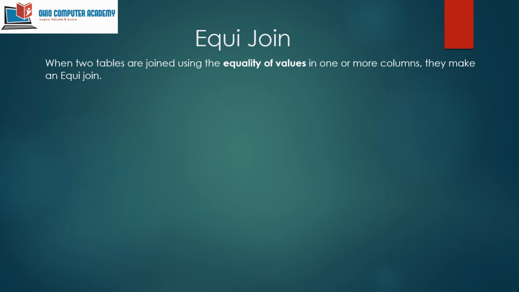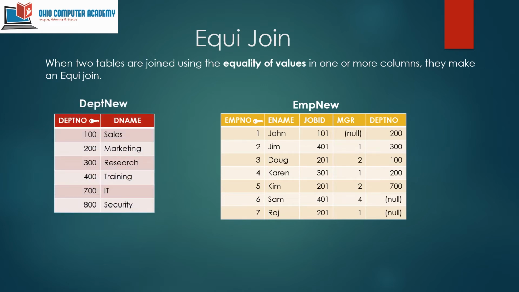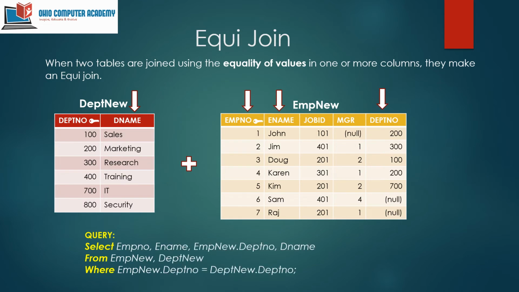Consider the tables that we have mentioned earlier, employee new and department new. Suppose we need the department names to which the employees belong. We need to join these two tables based on department number. Why do we need a join? Because employee number, name, department number are present in the employee new table, while the department name is in the department new table. To get the department name, we need to join the two tables. Let's write a small query to list the employees' employee number, name, department number, and department name.